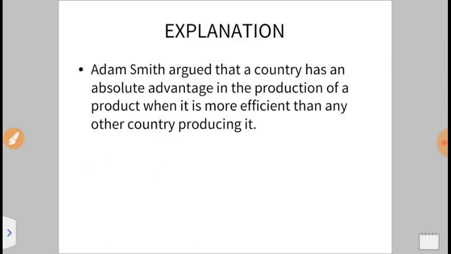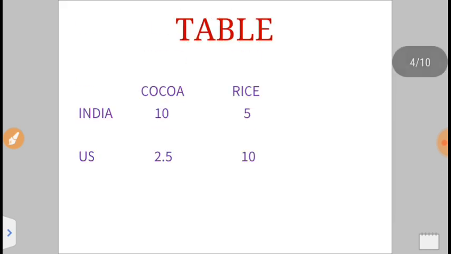So how has Adam Smith explained his theory? As Adam Smith said, he argued that a country has an absolute advantage in the production of a product when it is more efficient than any other country producing it. Now we can see here, if we take India, India has an absolute advantage in the production of cocoa. US has an absolute advantage in the production of rice.